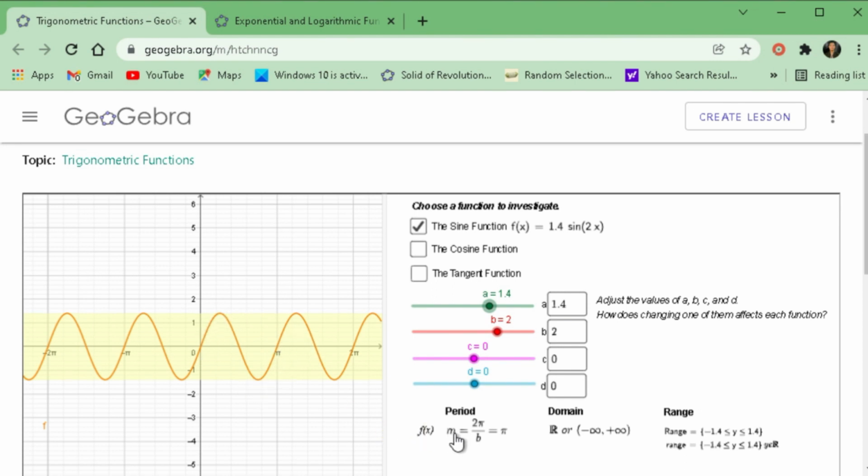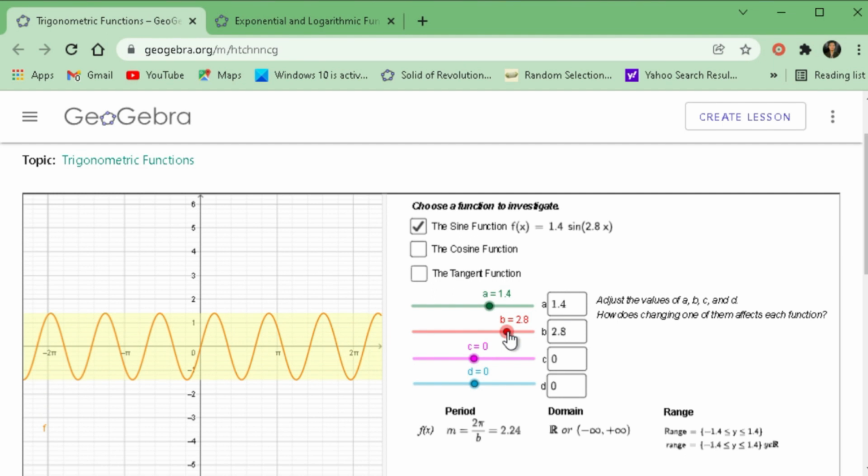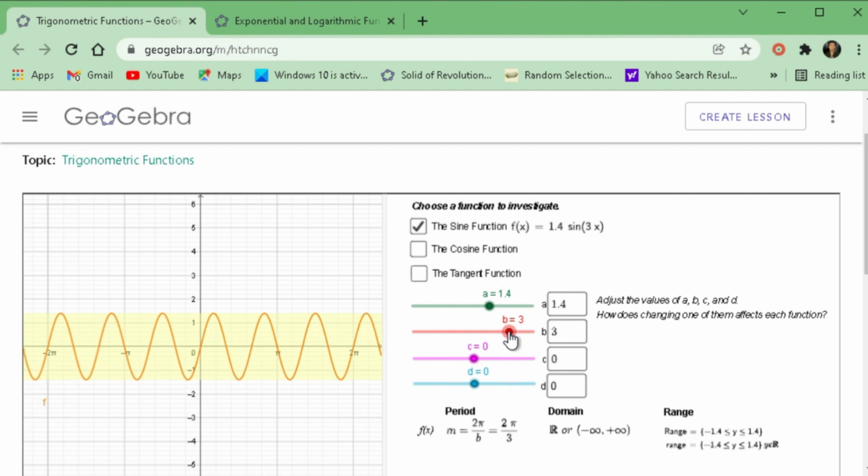So that is M, that's the period, and the formula is 2 pi over B. So ang nakaka-affect kay period ay si B kasi siya ang nagko-compress at nag-i-expand kay function. So if it's 3, 2 pi over 3. So saan galing yung 3 na period dito? From B. So 2 pi is a constant. That is always the numerator.